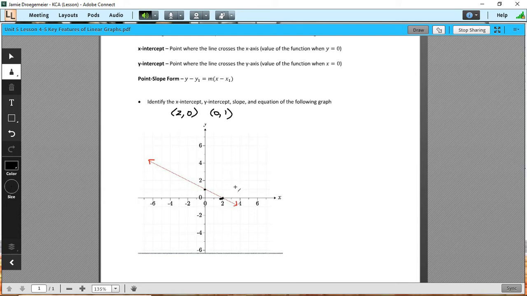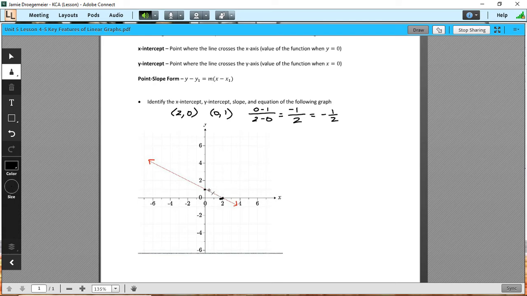Our slope, we've got a few different ways that we can find the slope. We talked about, let's go ahead and use that. We're going to use our rate of change formula. So if I take the difference between the y values in these 2 points, so 0 minus 1, over the difference between the x's in these 2 points, so 2 minus 0, my slope is going to be 0 minus 1 is -1. 2 minus 0 is 2. So my slope is -1/2.